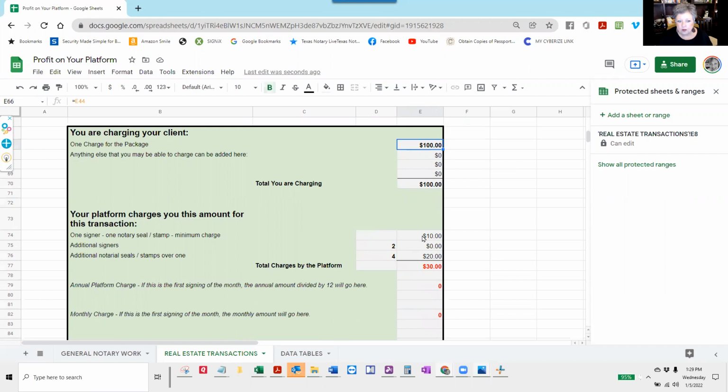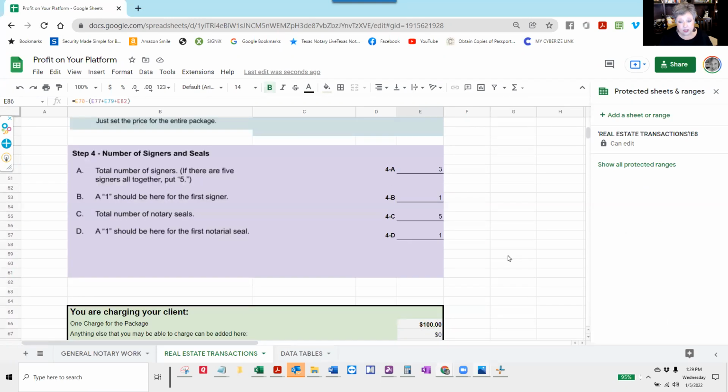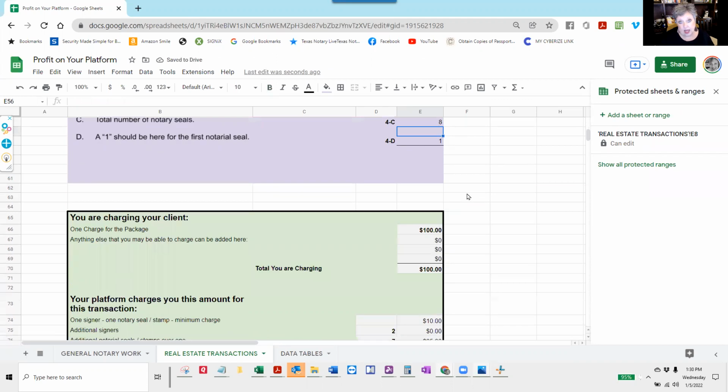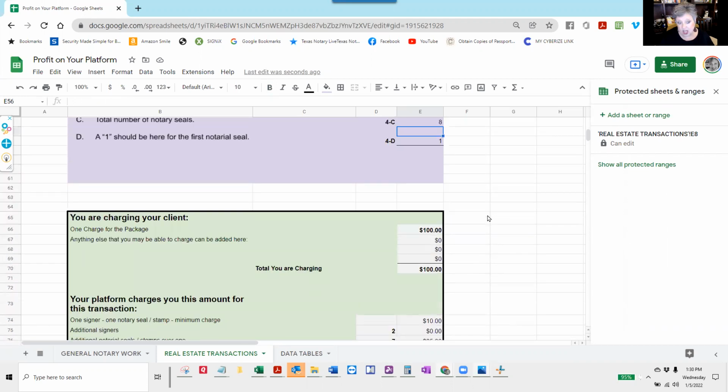Charges by the platform, $10 for the first one, $20 for the next 4 seals. So that's going to be a total charge of $30. In that case, my profit would be $70. Now look what happens. You got to really pay attention to this. Look what happens if you've got 8 seals. And I do have 8 seals sometimes. That drops my profit down to $55. Well, that's good as long as I didn't have to spend too much time tagging the package.